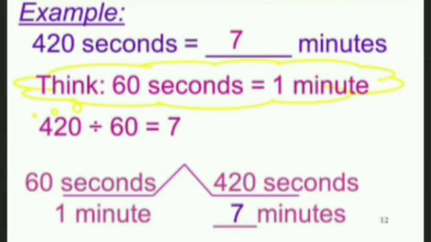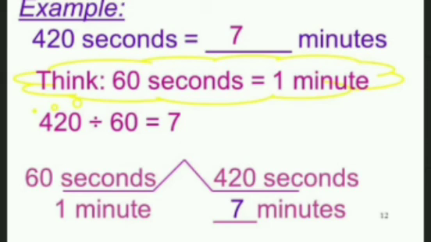Let us take one more example. 420 seconds is equal to how many minutes? So we have to think of a relation between seconds and minutes. You know that 60 seconds is equal to 1 minute. When many is given and you have to find for 1, you know that you have to divide. So 420 will be divided by 60, and on dividing you will get 7. Therefore 420 seconds is equal to 7 minutes. I hope you are clear with the conversion relations.